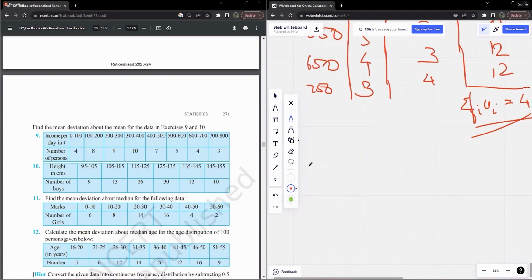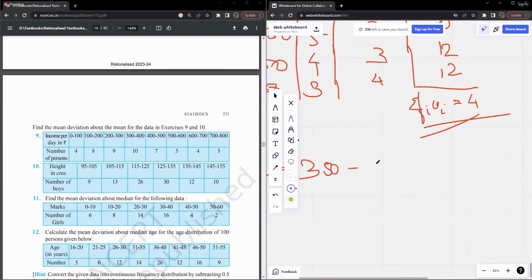But your mean X bar is going to be what? 350. I think this, wait a minute. Yeah. This is going to be 350 plus sigma of fi ui divided by capital N into 100. That's a plus sigma fi ui divided by n into h, where a is 350 over here, h is 100. h is the height of each class.